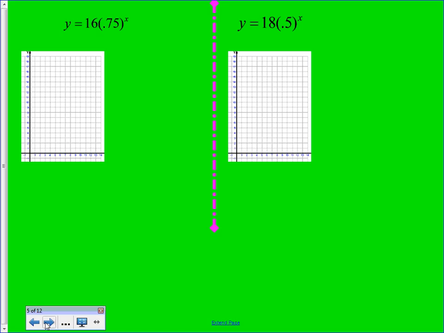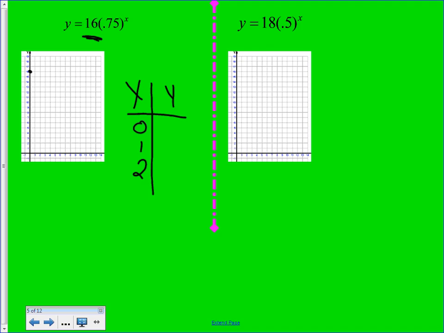Again, my best suggestion is to make a chart if you need to. I know we didn't do that as much yesterday, but if you need to, you can just plug in values for x and have it decay downwards. Remember that the value being multiplied out front is our y-intercept. So I know that I'm crossing the y-axis at 16, which is right here.